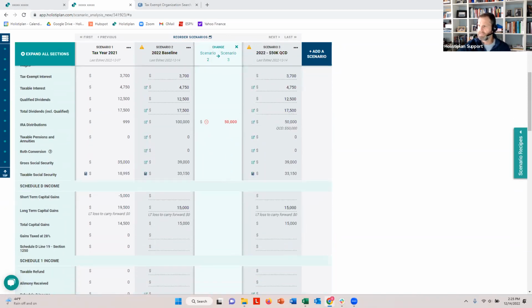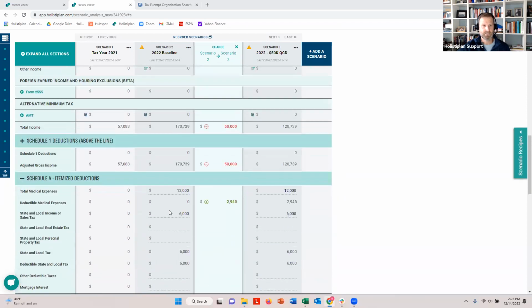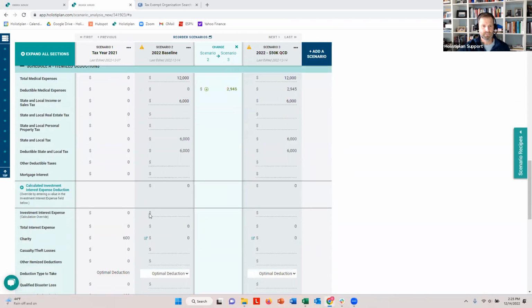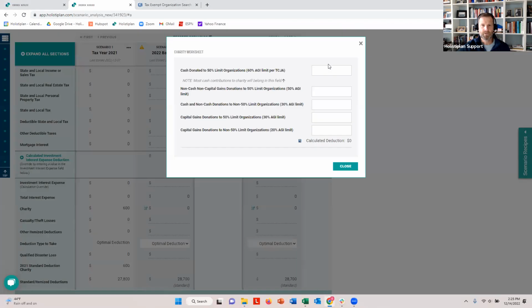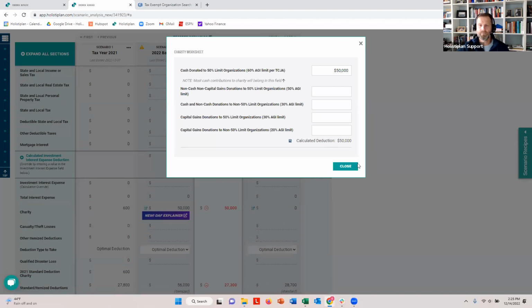So yes, somebody's saying I need to do an apples to apples comparison. I need to do a cash deduction. So absolutely true. So let's go ahead to our charitable thing, do a $50,000, boom.